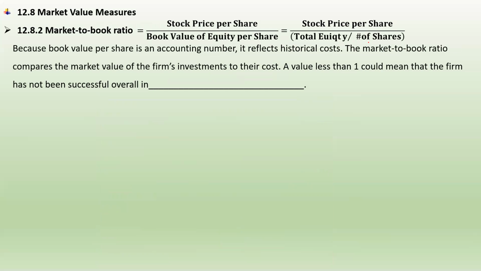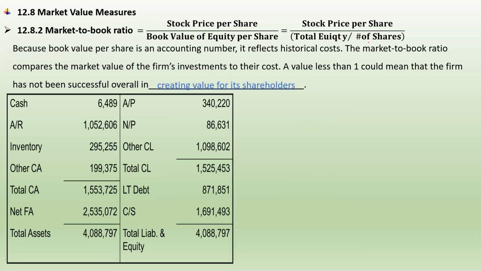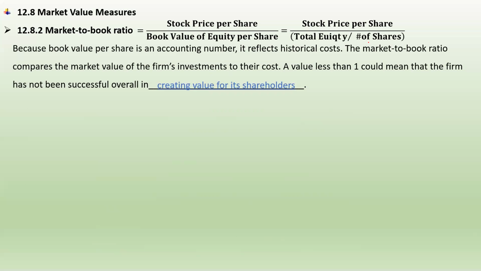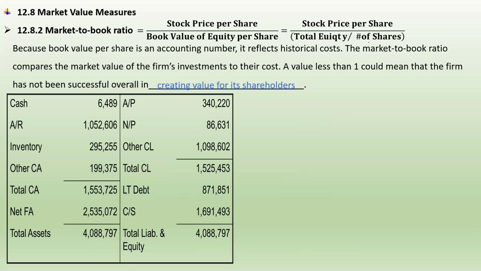Again, book value per share is an accounting number. It only reflects historical cost. The market to book ratio compares the market value of the firm's investment to its cost. A value less than 1 could mean that the firm has not been successful overall in creating value for its shareholders. So the shareholders invest $1, the price they get is less than $1, which means their investment is unsuccessful. The higher the market to book ratio, the higher the value created by the firm for its shareholders.